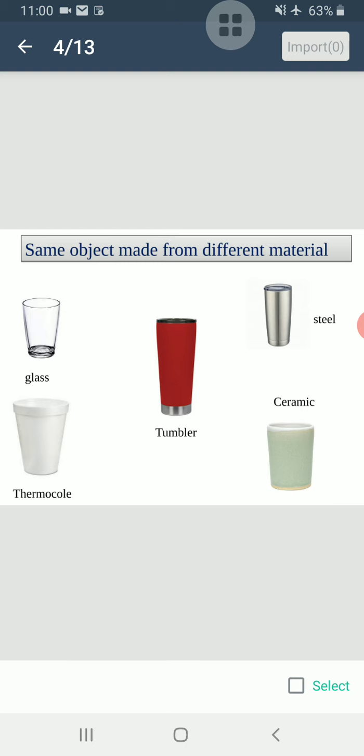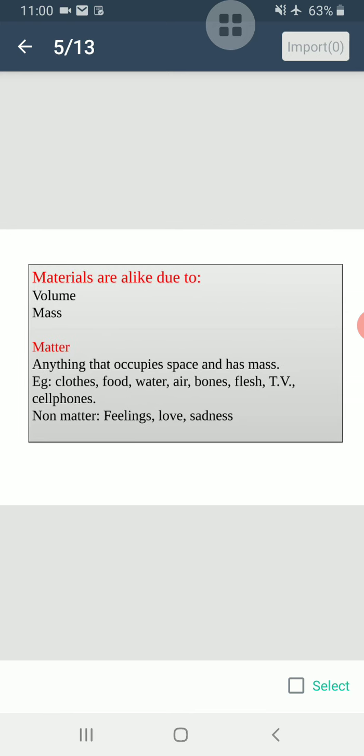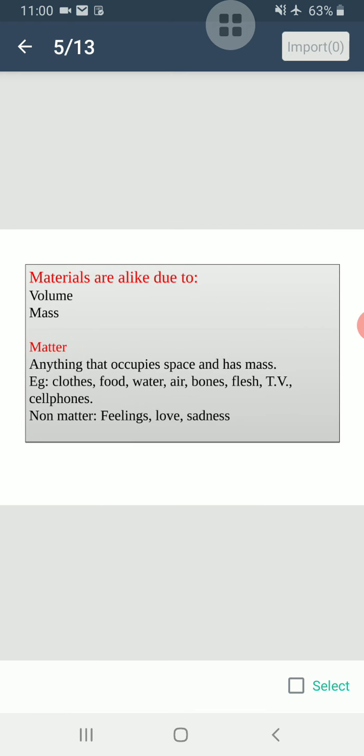How are these materials alike? We have talked about the large number of things around us. All materials occupy space. The amount of space something occupies is known as its volume. And all materials have mass. The amount of matter in an object is known as its mass. So, anything that occupies space and has mass is matter.